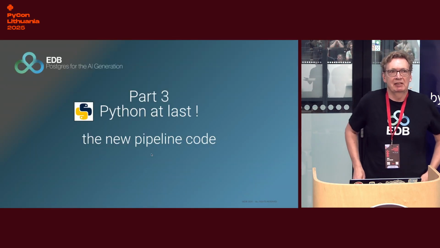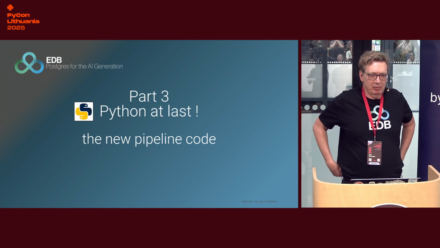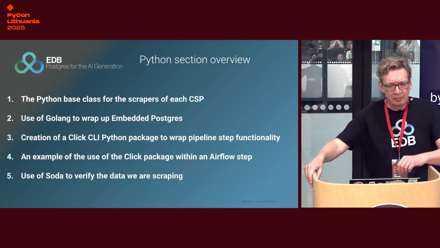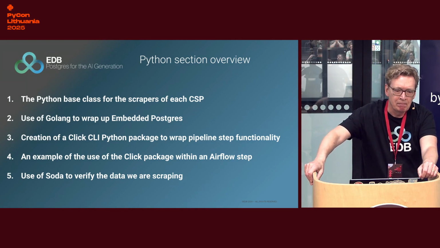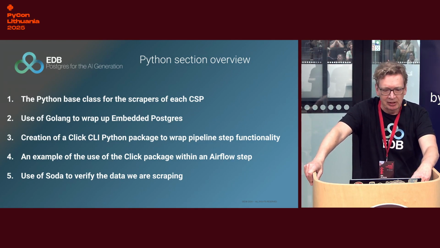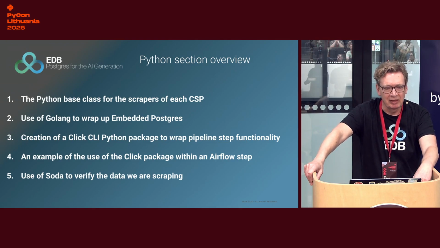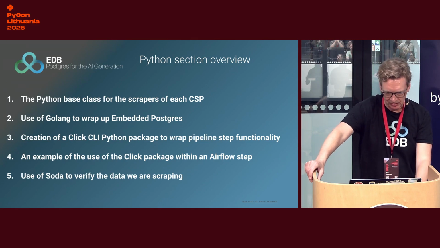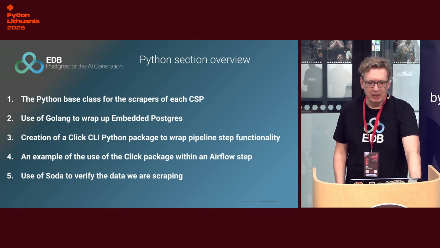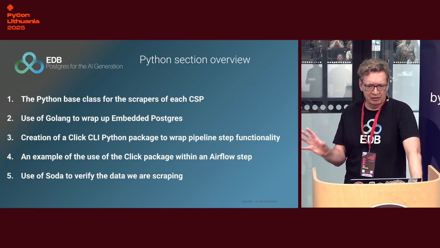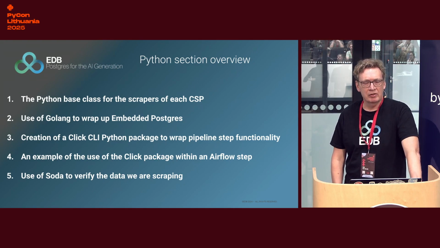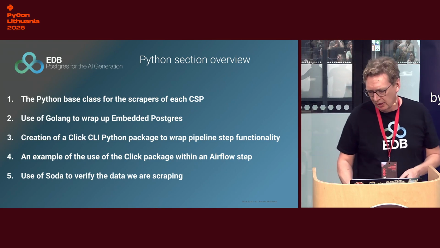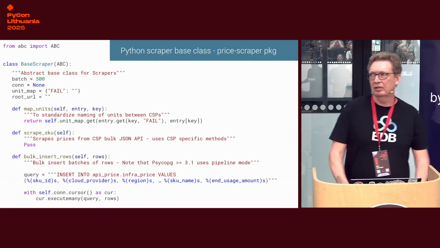Okay, Python at last, code. So the new pipeline code. This section is going to go through the base class for the scrapers, use of Golang, sorry about that, but the embedded Postgres thing for Python is a bit antique, and so it was easier just to wrap it up in the Go one, which is up to date. Creation of a Click CLI package, so we can run and unit test everything outside of pipelines, so that we've got easy maintainability, and use of Soda, which is used to test the quality of the data that you've extracted in your pipeline.